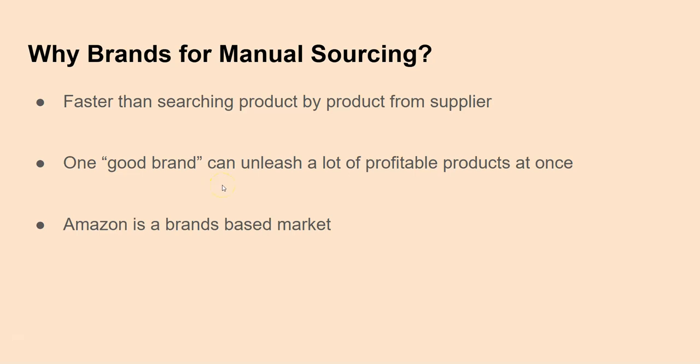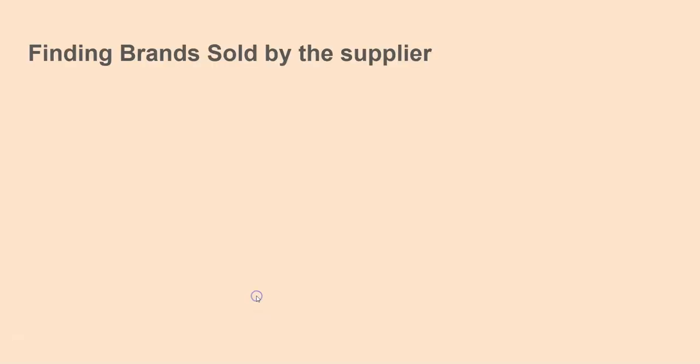Third, Amazon is a brands-based market, meaning the products are broken down by brand. Most products listed on Amazon have to have a brand name. Unlike eBay, where there's a lot of unbranded stuff, Amazon products actually do have to have brand names, and they're literally broken down by brand, where you can click into each brand's separate storefront. So the brand is really how we can segment and find products on the Amazon market. So basically, finding brands that are sold by the supplier.